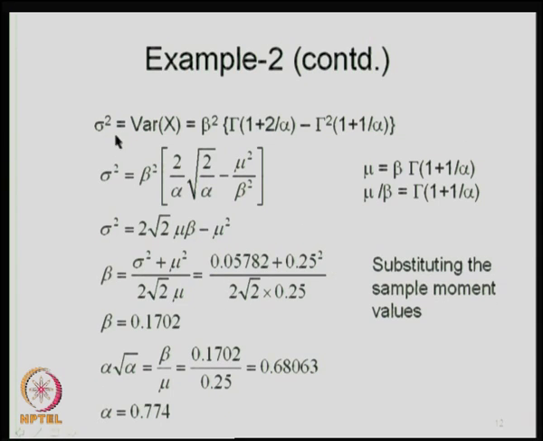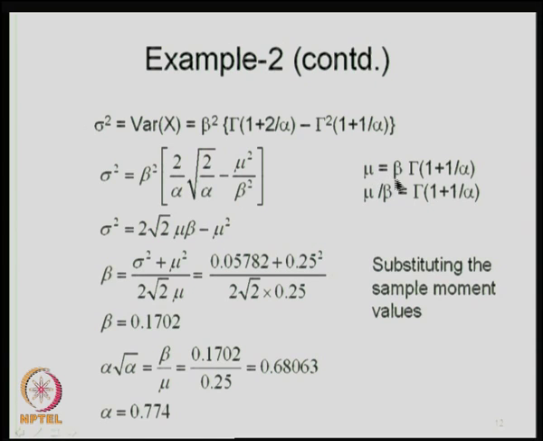Then we also use the variance. For the Weibull distribution, sigma square is given by beta square into the gamma function of 1 plus 2 by alpha minus gamma square of 1 plus 1 by alpha. Again, this gamma of 1 plus 2 by alpha, we write as 2 by alpha times gamma of 2 by alpha. So, we have taken out beta square, and the first term, the gamma function of 1 plus 2 by alpha, we write as 2 by alpha times gamma of 2 by alpha, minus the gamma function square of 1 plus 1 by alpha.